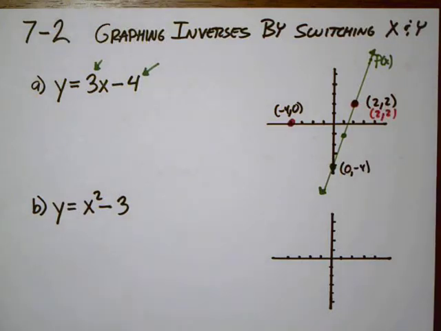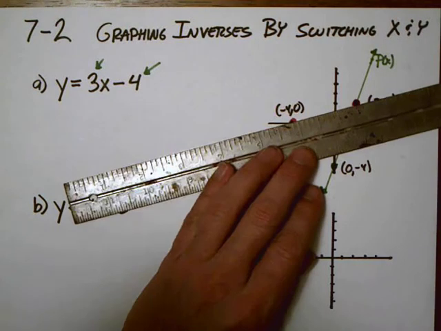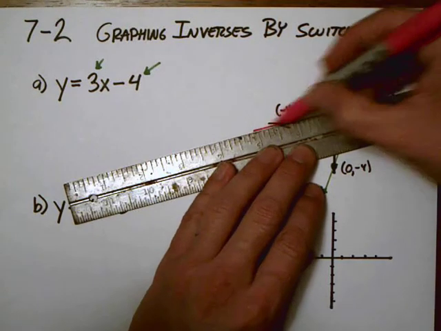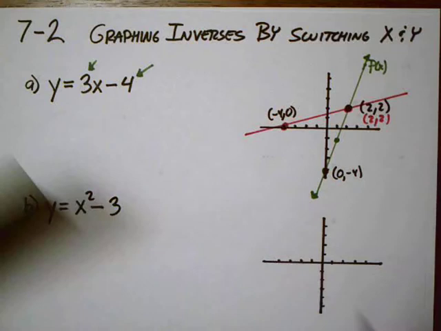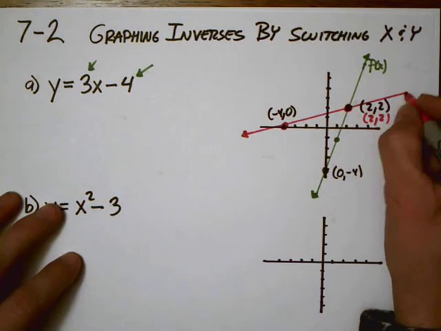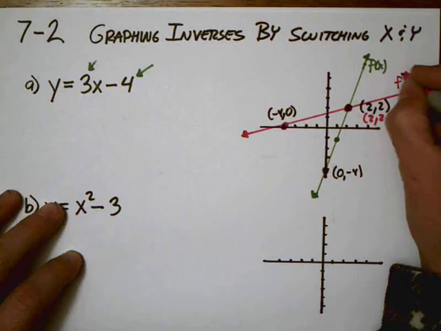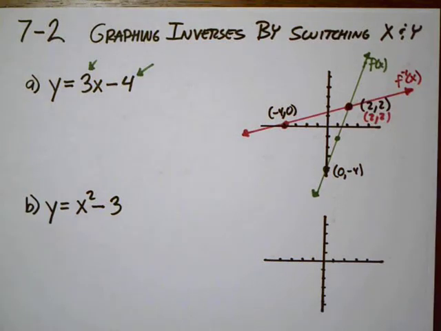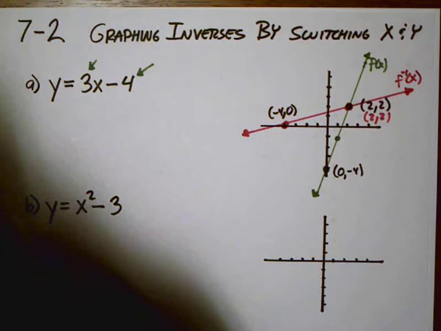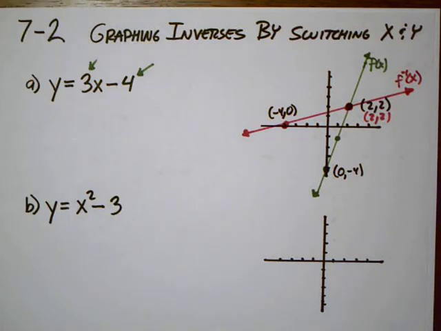So with 2 points, I can draw any line. So if I know 2 points that are on the inverse, I should be able to draw a line that goes through these points right there. So without ever calculating the inverse, I know that this is where the inverse of f of x is. Once again, I can check by drawing my line of symmetry or my line of reflection.